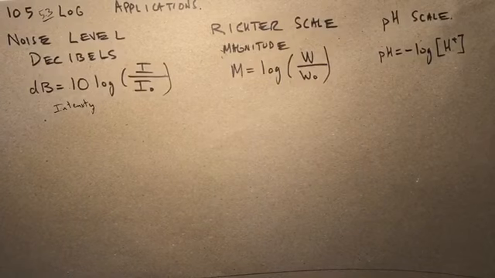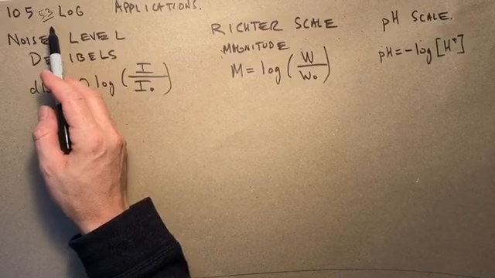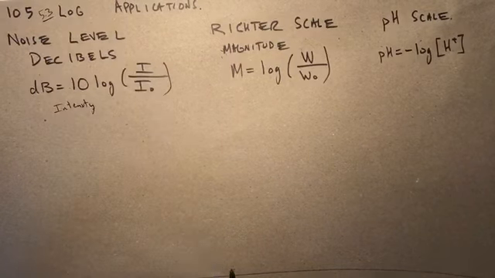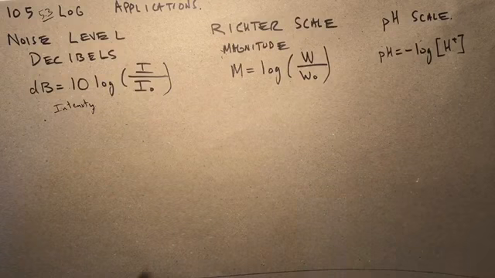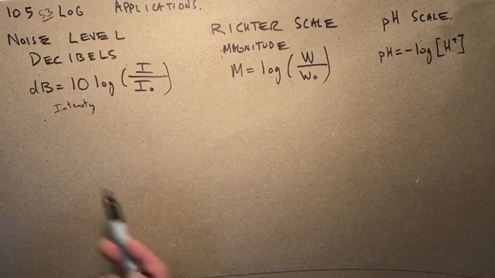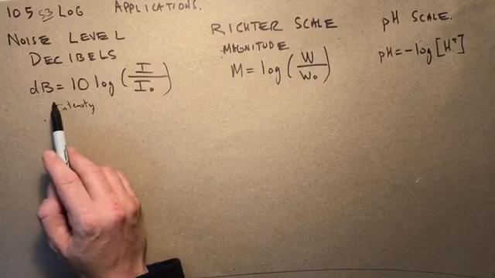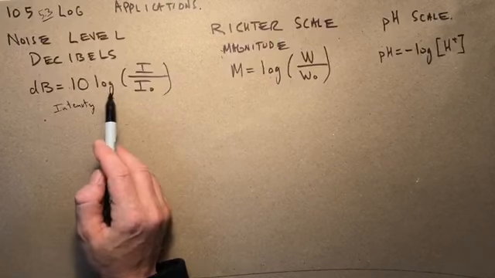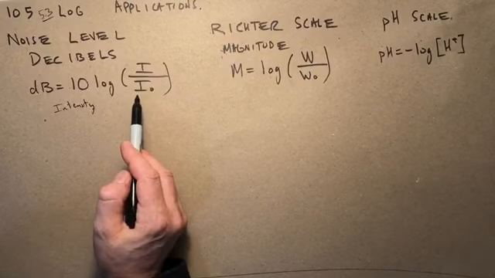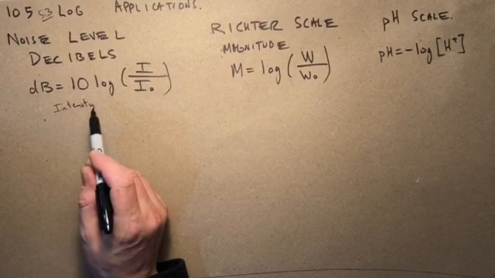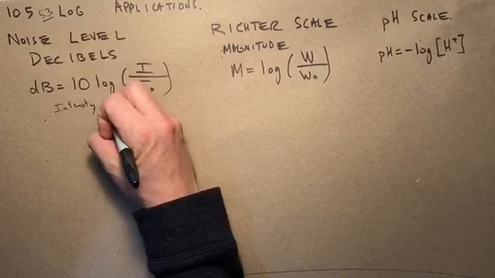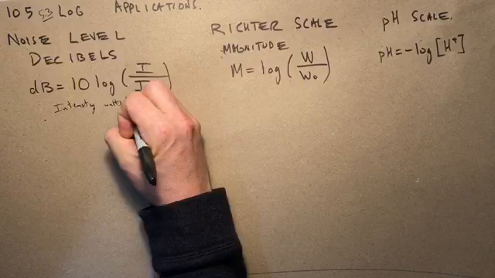Well, friends of mathematics, we're in section 105, section 5.3, and we're talking about log applications. There are three applications that we need to be aware of. The first one is noise level, which is measured usually in decibels. Decibels are equal to 10 times the log of I over I naught, where I stands for intensity, and this is measured in watts per centimeter squared.